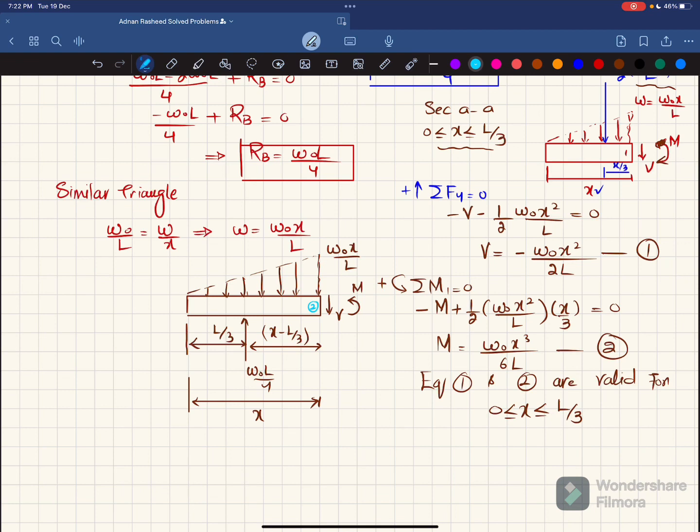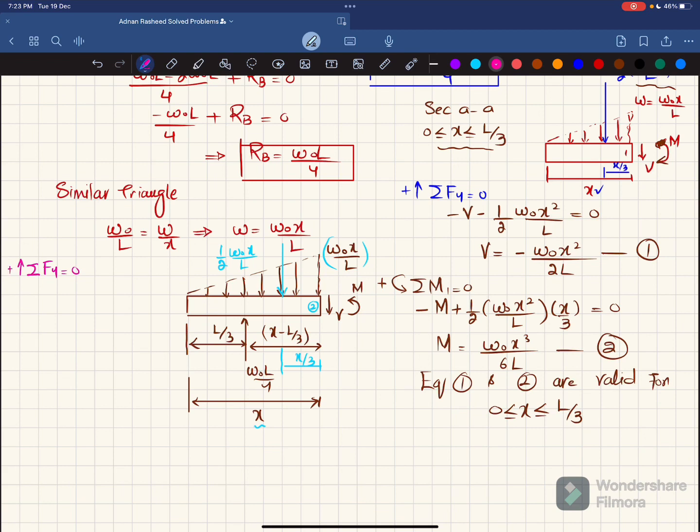So when you convert this triangular load into a point load, it will be equal to 1 over 2 times this load, which is W naught X over L, and it will act at a distance of X by 3, because X is the total length. Now we'll find this by using the equation of equilibrium. So the first equation of equilibrium is that the sum of all forces along the y direction must be equal to 0, and upward force is taken as positive.